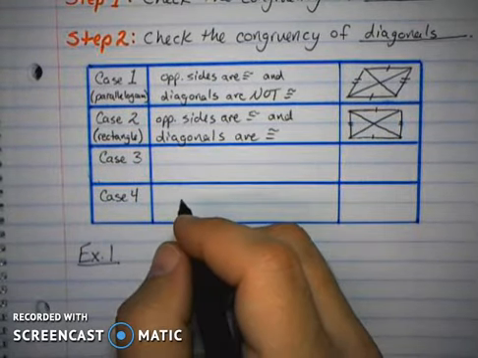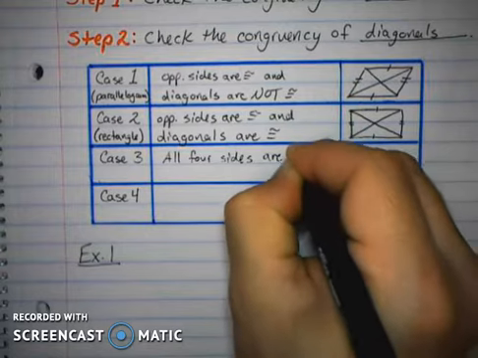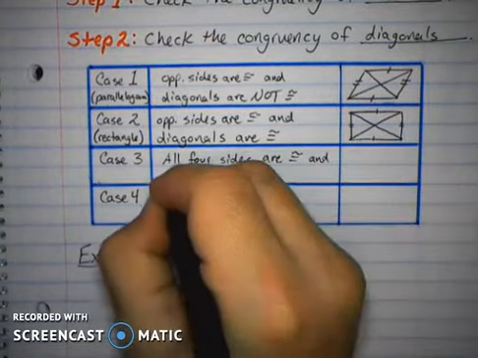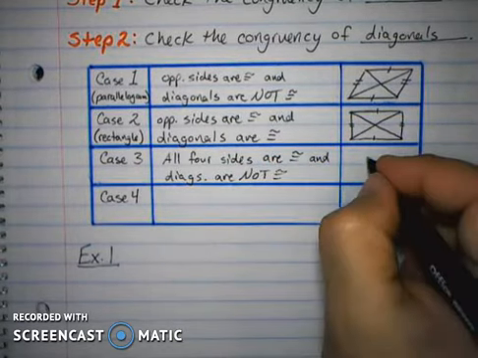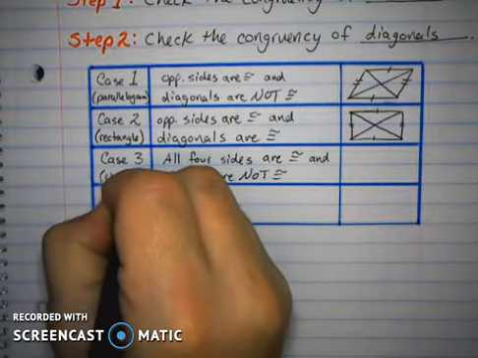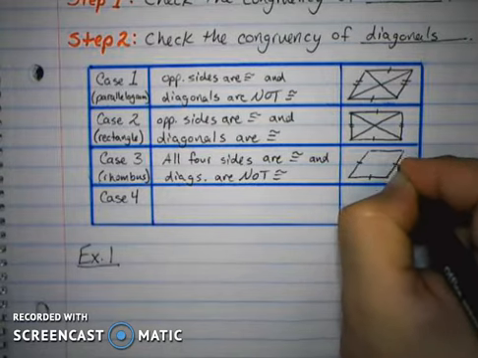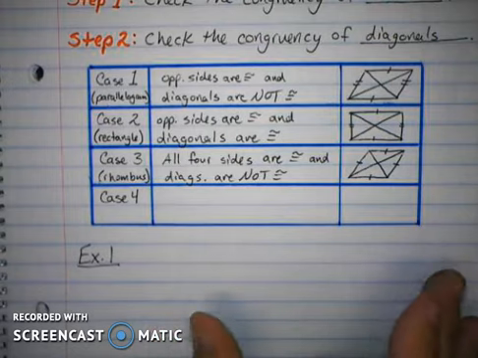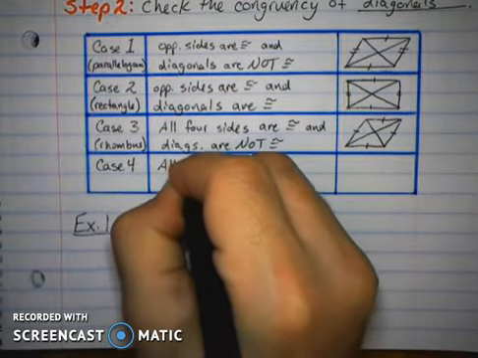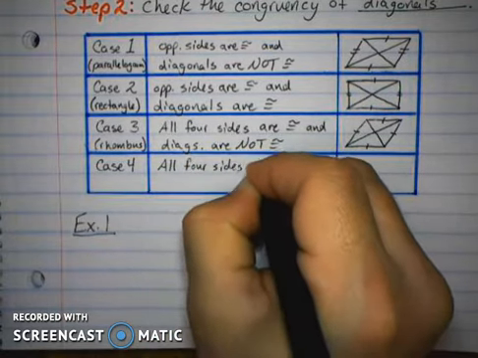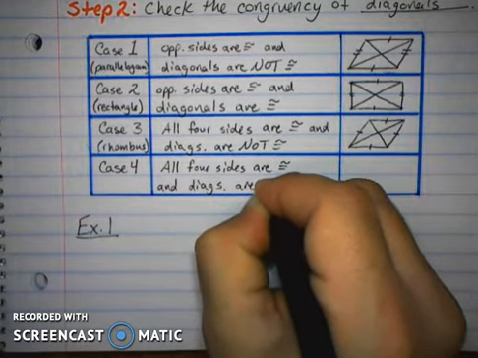The third case is that if we find out that all 4 sides are congruent and the diagonals are not congruent, that makes it a rhombus. And the fourth case, if we get all four sides are congruent, and the diagonals are congruent, then it is a square.